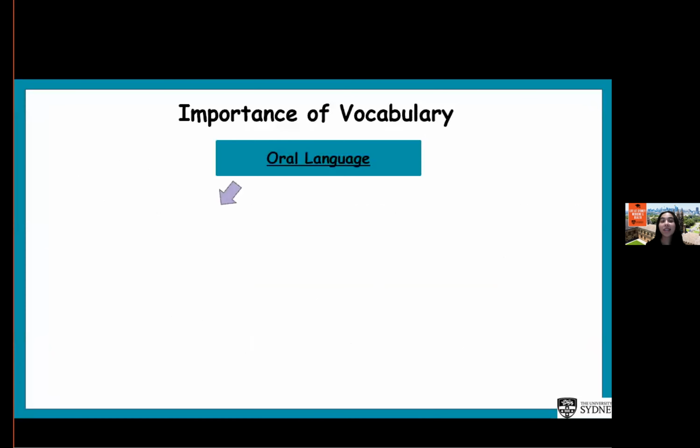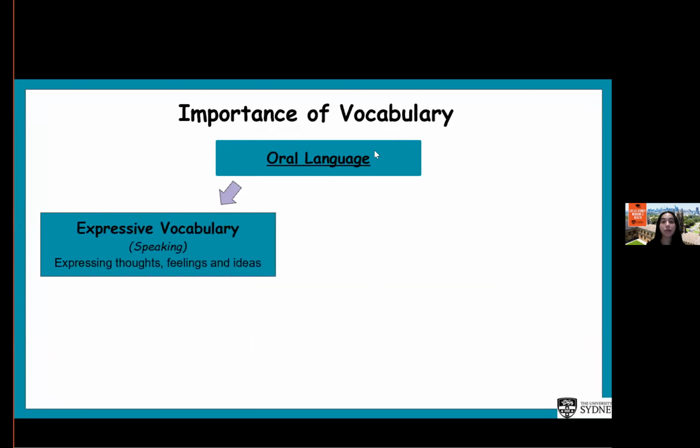So why is vocabulary important? Vocabulary is important for oral language, which includes speaking and listening. So expressive vocabulary is important for students to know a wide range of words to express their thoughts, feelings, and ideas. Having a limited expressive vocabulary may not allow students to precisely express themselves in an accurate way across different situations.